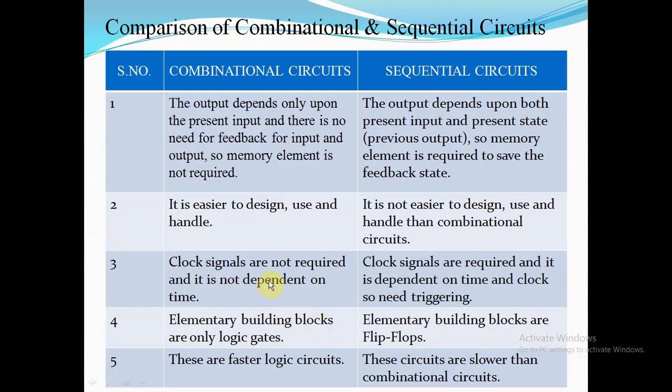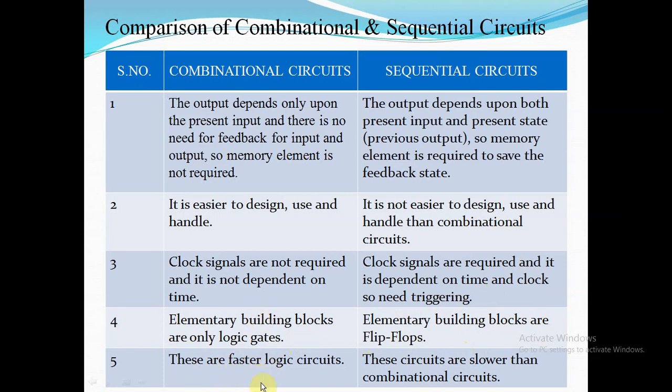Clock signals are not required in the combinational circuit because it is not dependent on time. Here in the sequential circuit the clock signal is required because we are using flip-flops, counters, and shift registers, and it is dependent on time as well as on the clock and needs triggering. The building blocks of a combinational circuit are only logic gates. Here the building blocks are flip-flops.